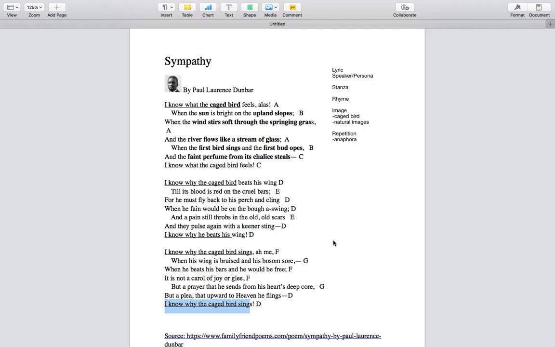And one thing you might do in an analysis is look at how these repetitions are slightly different and what that means, right? Because we go from a kind of sympathy of just feeling to an understanding of why this caged bird, in spite of its caging, continues to sing, right? And we get some of that clarification here. Okay, a couple of other just formal things I want to look at. There's alliteration. There's a lot of it, right? So alliteration is the repetition of sounds at the beginning of subsequent words or words that are close together. So we have things like "when," "wind," and then "stirs," "soft," "springing."